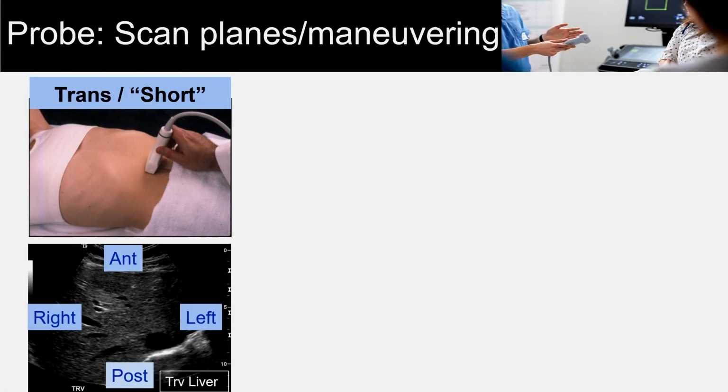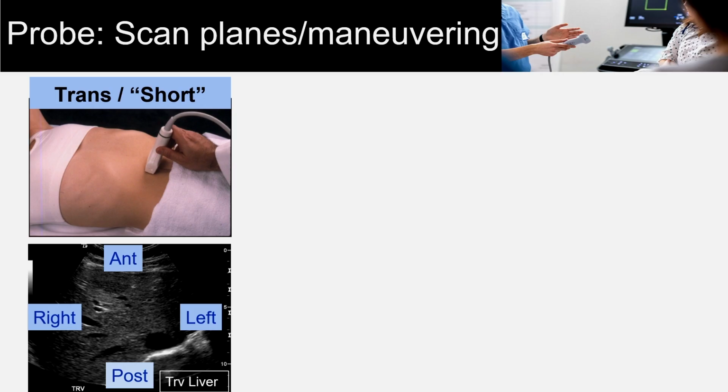Now that we understand the planes, we have to talk about maneuvering. This is an important thing to orient you. When you place a probe, like in this patient, above the level of the umbilicus in a transverse or short axis plane, the part that says ANT, and this is of the liver, so we're looking at the liver, the part that is closest to this transducer is at the 12 o'clock position, or anterior. The part of the scan that is the deepest to the transducer, towards her spine, is labeled posterior. So again, that's at 6 o'clock.